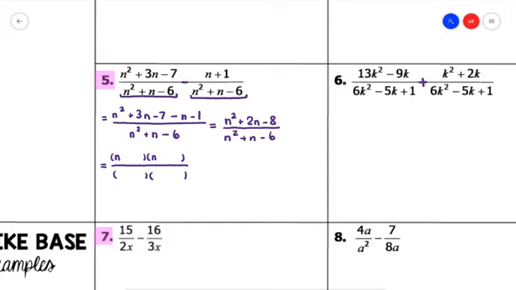So on the top, we need two numbers that will multiply to negative 8 but add to 2. So that's going to be positive 4 and negative 2. And on the bottom, we need two numbers that multiply to negative 6 but add to positive 1. And that's 3 and negative 2. We got n minus 2 on top and on bottom. So that leaves me with n plus 4 over n plus 3.